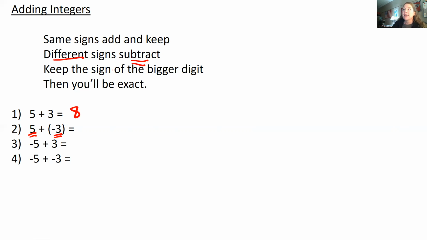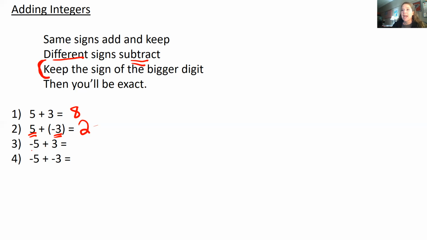So the way you get the sign of the answer is this part. You keep the sign of whichever digit is bigger. So is 5 bigger or is 3 bigger? Or think of the absolute value of 5 and the absolute value of -3. So 5 is bigger than 3. So since 5 is positive, the answer is positive. So that's what it means by different signs subtract, keep the sign of the bigger digit. That's what we did in our answer, and then you'll be exact. Okay?